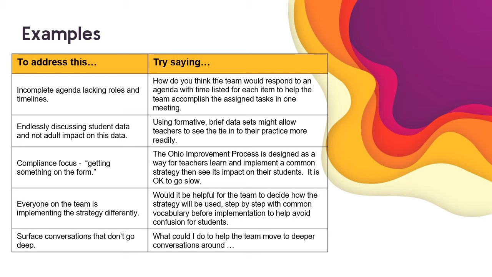So when we're coaching the process, here are some examples of ways to address things you see happening. So if there is an incomplete agenda lacking roles and timelines, phrasing in the feedback could be, how do you think the team would respond to an agenda with time listed for each item to help the team accomplish the assigned tasks in one meeting? You're asking a probing question. You're trying to help people think about their process as they move forward. You can read those other examples on your own.